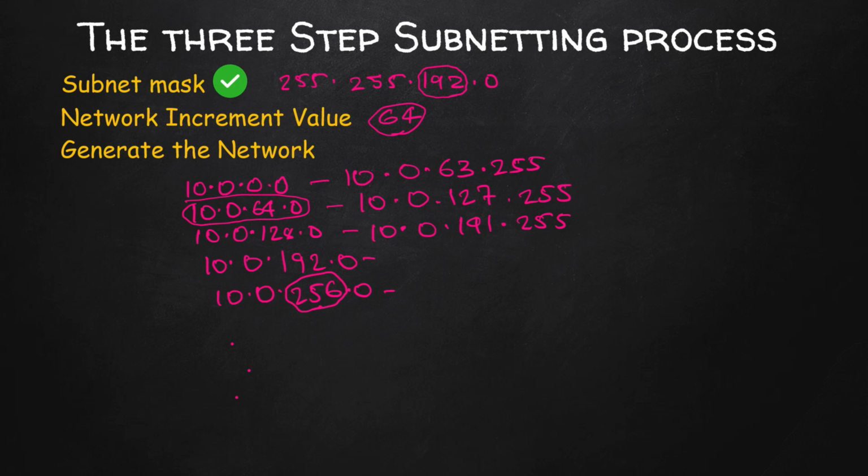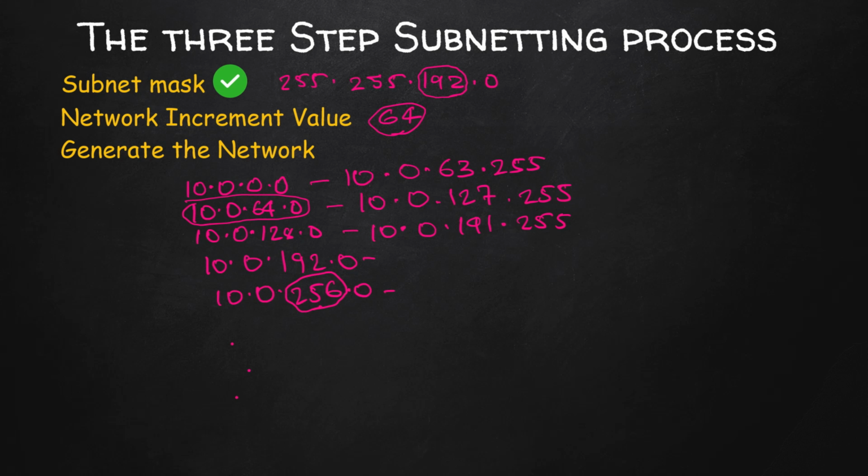But we did everything properly, right? We added the increment value 64 to the 192, and as per the mathematics, we get the 256. So how can it be a mistake? There is no mistake in that thing. Let me show you. Find out what is the ending IP address of the previous network. This 10.0.192.0, find out its ending IP address.